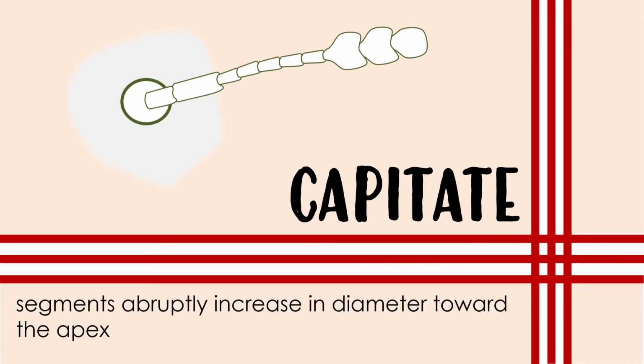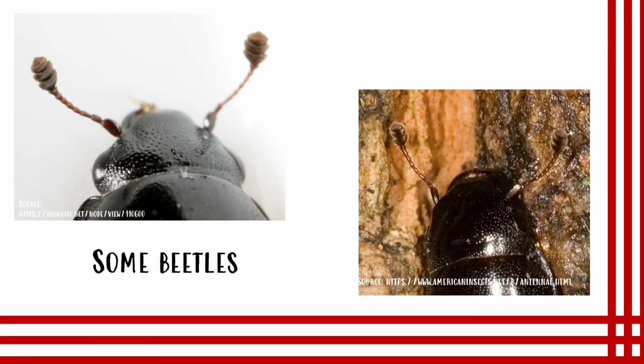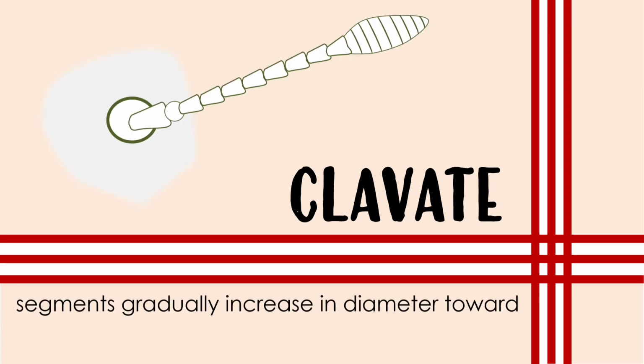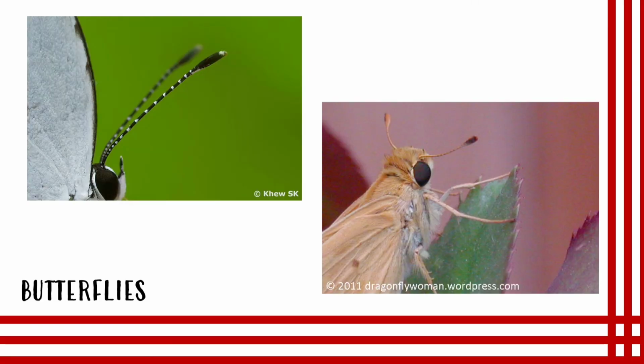Capitate type of antenna. Segments abruptly increase in diameter towards the apex. It is also described as club-like. Examples are some beetles. Clavate type of antenna. Segments gradually increase in diameter towards the apex. It is also described as club-like. Examples are butterflies and moths.